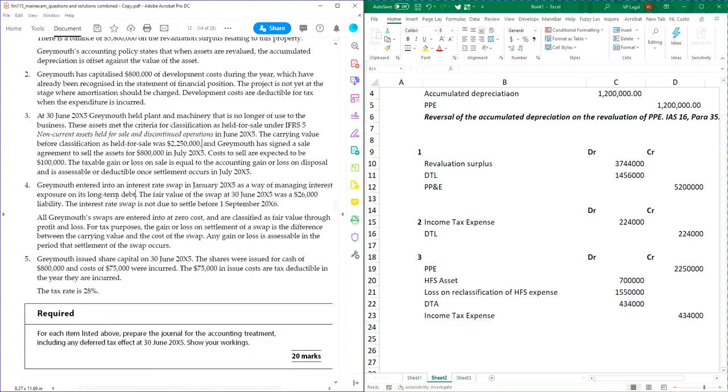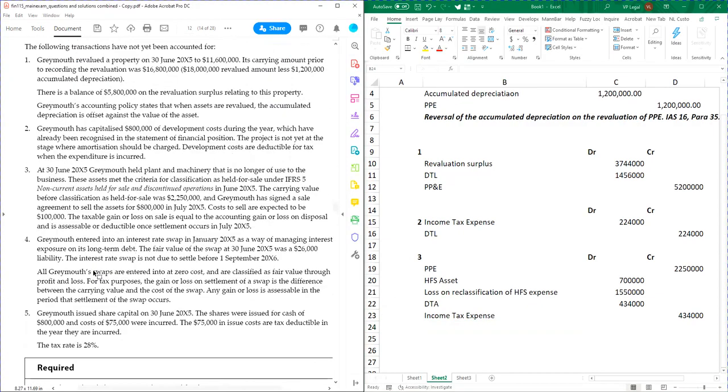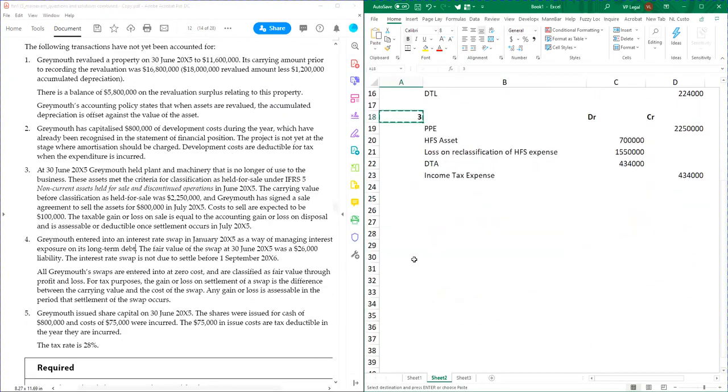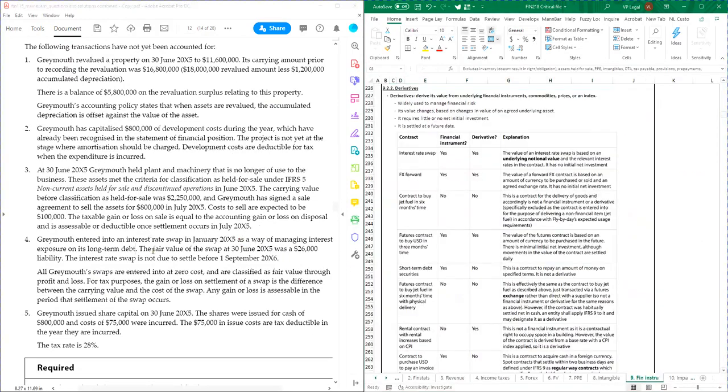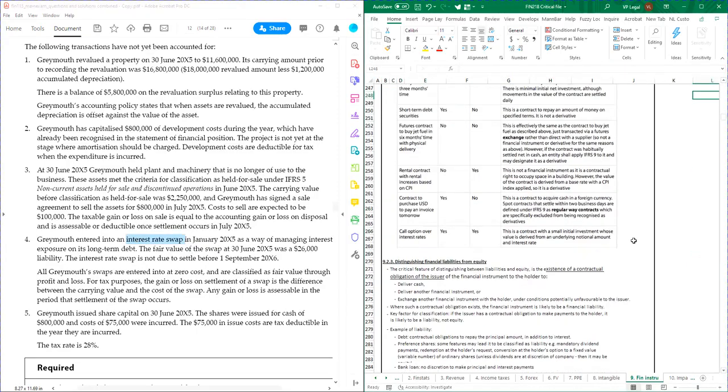Okay, so let's go to question 4. We're almost at the end of the paper. Question 4. Okay, so this question is about an interest rate swap that they've entered into, and how do we account for that? So your first response when you say interest rate swap, immediately you should be thinking financial instrument. Okay, swaps, derivatives, futures, they're all financial instruments.